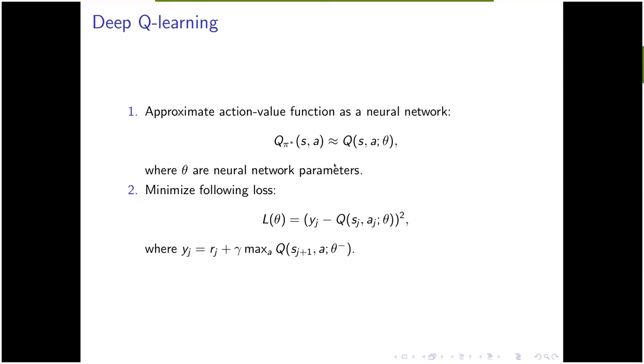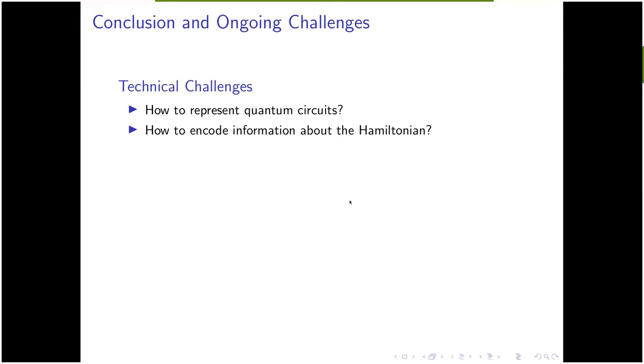Yes, and I think maybe I will go to the conclusions. For example, we have some technical challenges which are also valid for reinforcement learning. Especially, there is a question of how we should represent the quantum circuits, because the representation of quantum circuits has an impact on the neural network which we will use. You can try to represent a quantum circuit as a graph, then maybe we should use some graph neural network, maybe by some tensors, then maybe convolutional neural networks. It is not obvious which choice will be optimal.